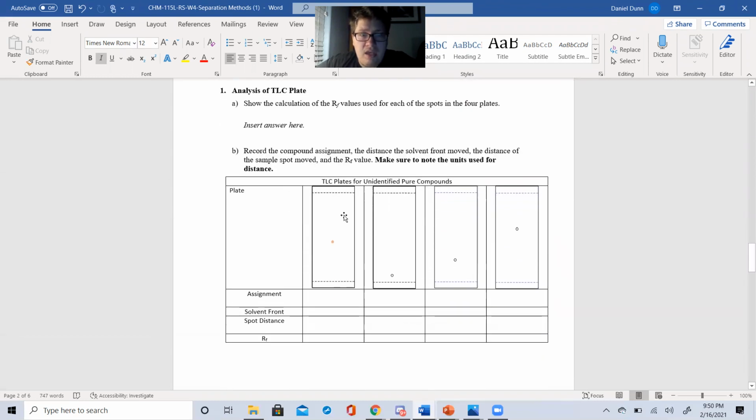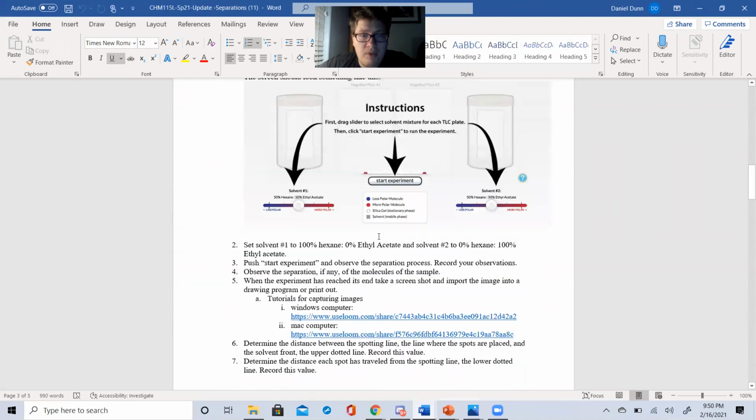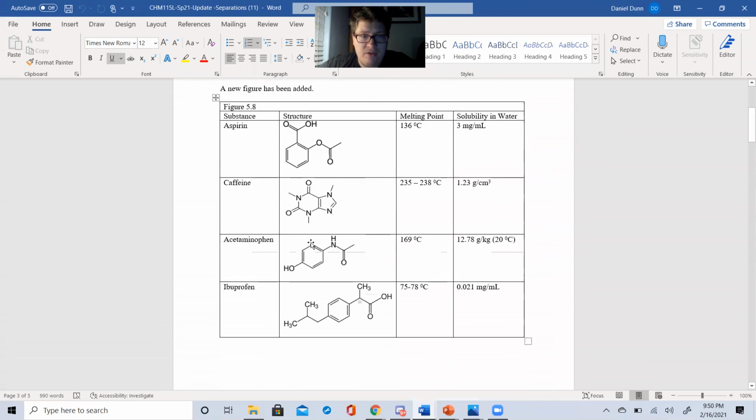So part B is where it gets a little confusing. What part B wants you to do is look at these chemical compounds right here. Aspirin, caffeine, acetaminophen, and ibuprofen. The structures don't really matter. You don't need to know about the structures at all. Melting points do not care. For this lab, I only care about these guys right here, the solubility in water.